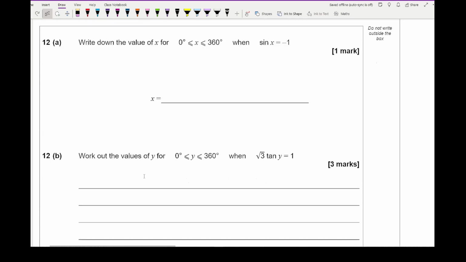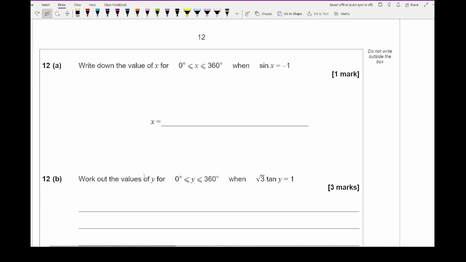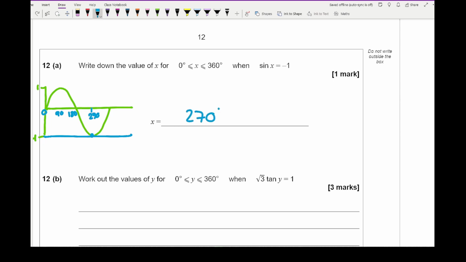Moving on to question 12, it says write down the value of x for which x is inclusive of 0 to 360 when sine x equals minus 1. So for this, if I draw my sine graph between the regions of 0 and 360, I end up with something that looks like this. This is at 1, this is at minus 1, and from this I'm looking for where this line touches. It's at this point here. This is at 0, that's at 90, that's at 180, and that's at 270. So the answer then is 270.